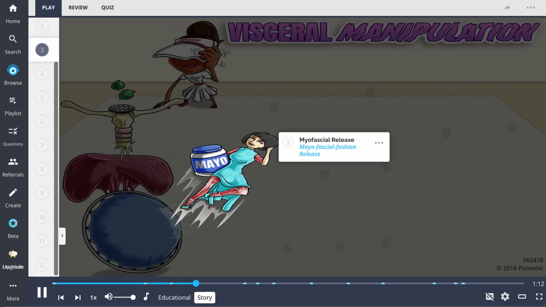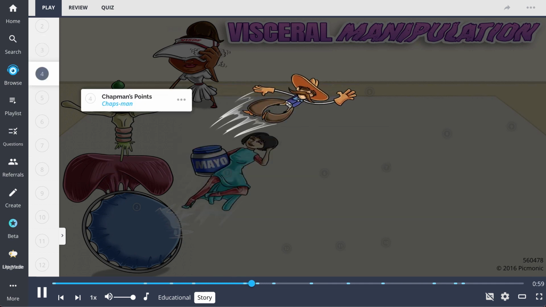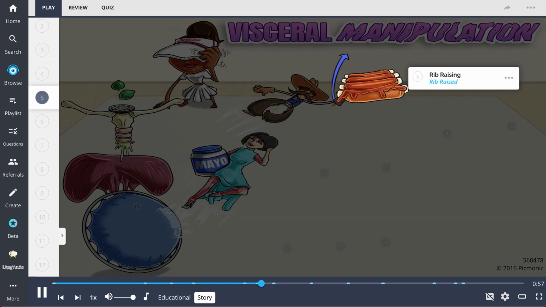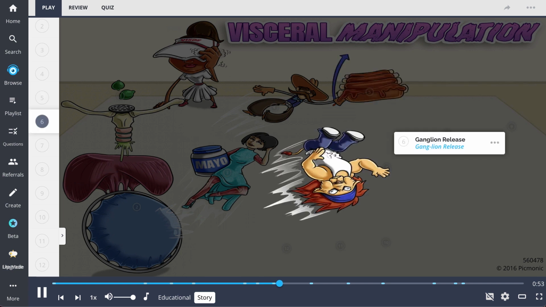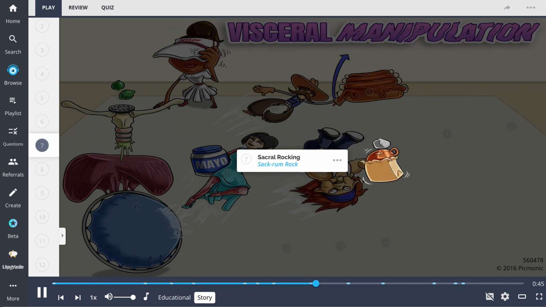The fascial fashion model arrives first, with some mayo for the party, and gets released by the trampoline. She stays light as a feather, though, elegant as ever. Next, my buddy Chapsman arrives. He soars through the air, raising the ribs he brought with him. The last of my buddies to arrive is my bestie, the ganglion, who gets released upside down. He looks like he's gonna be sick. Though, maybe that's because he brought a sack rum with a rock in it.